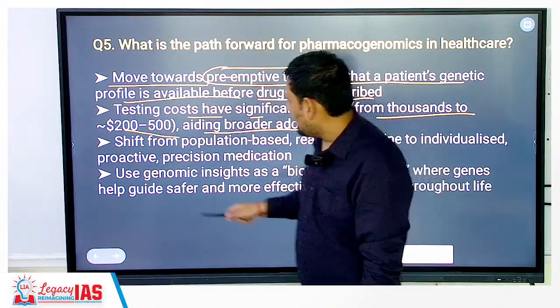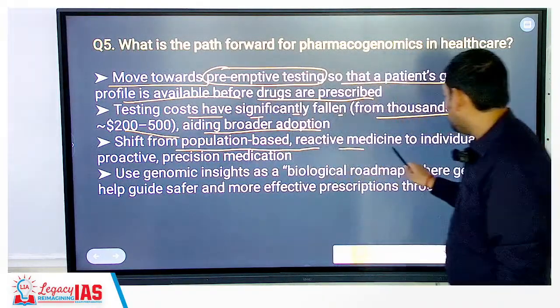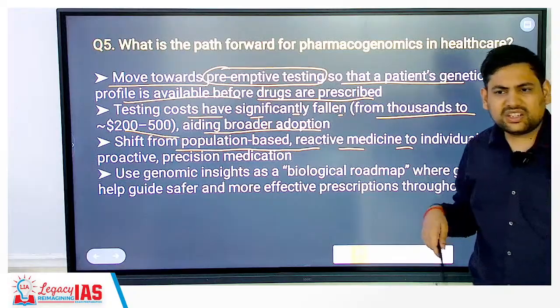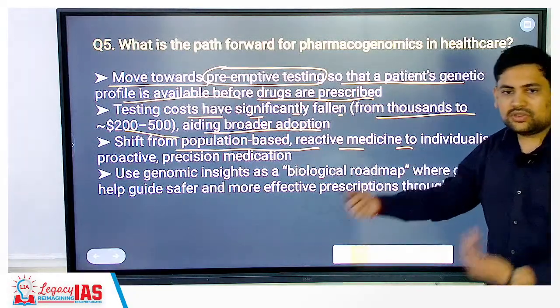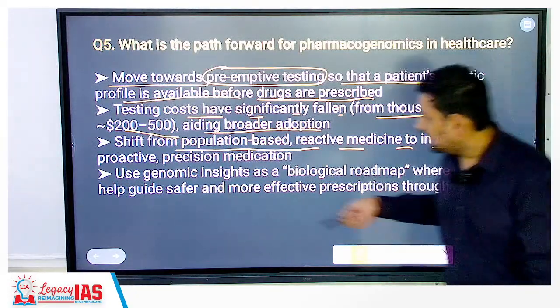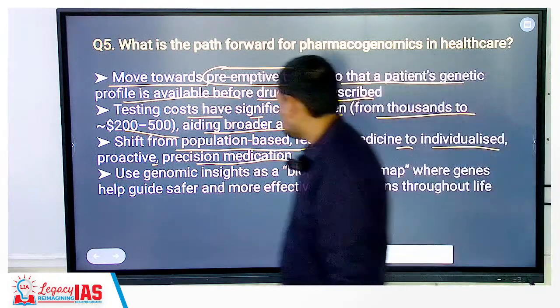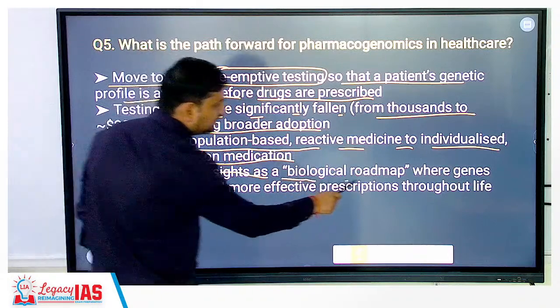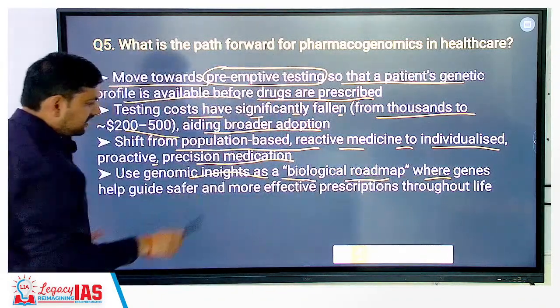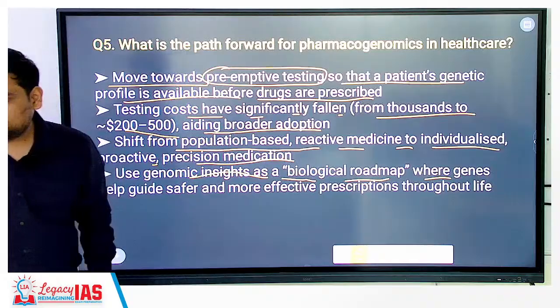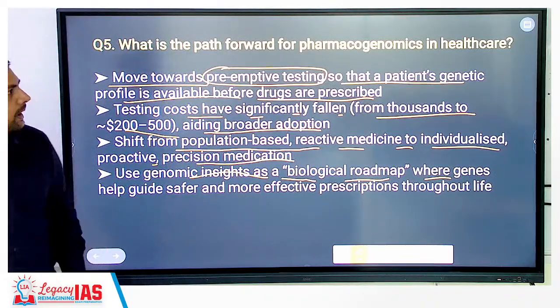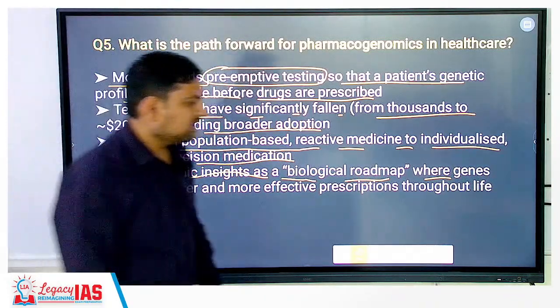Then next is shift from population based reactive medicine. Right now what we have is reactive medicine, बीमार हुए तब कुछ दवाई लेते हैं, to individualized proactive and precision medicine. Then use genomic insights as a biological roadmap where genes guide safer and more effective prescription. This is the path forward.